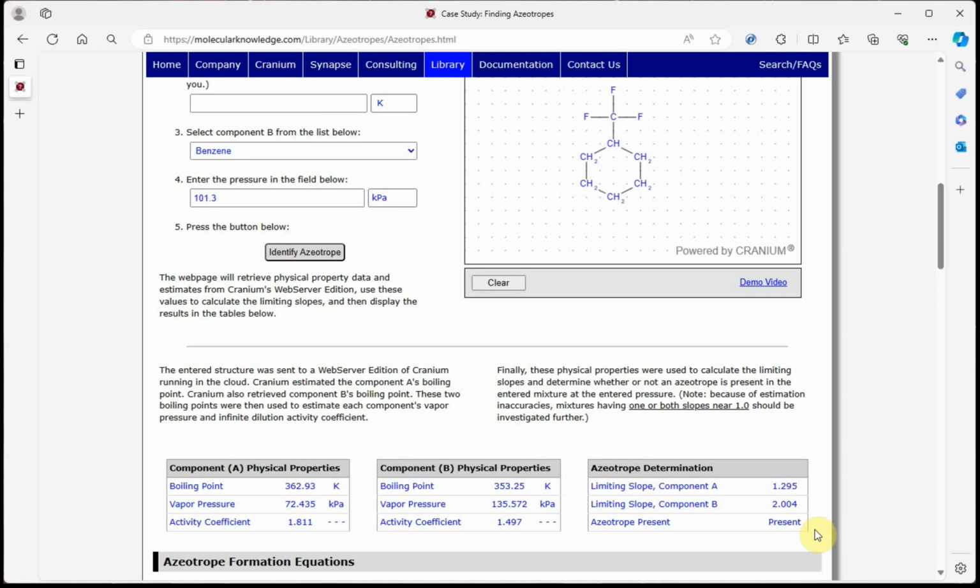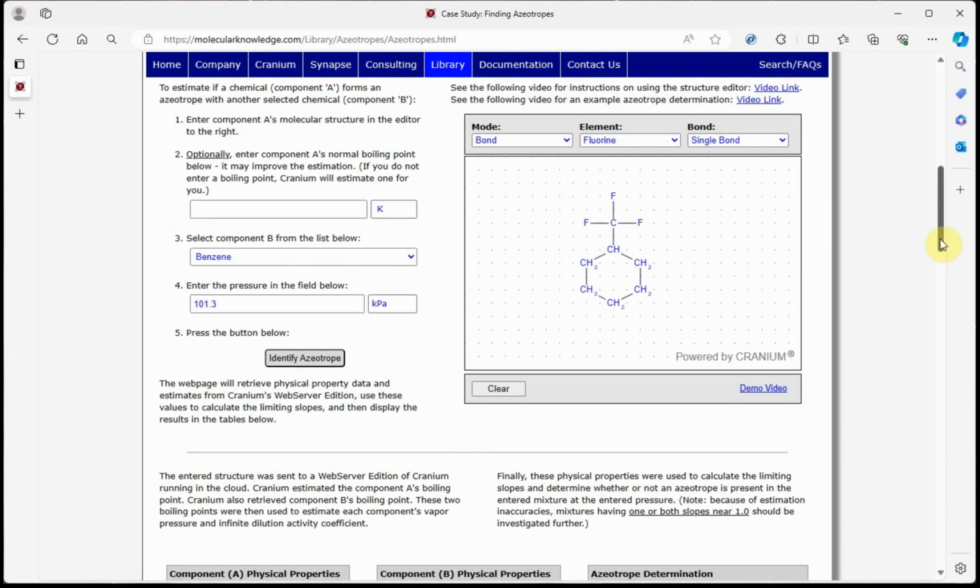It is important to note that the determination of an azeotrope can be quite sensitive to the values of the required physical properties. In particular, it's important to have a good estimate for component A's boiling point. For example, Cranium estimated the boiling point of trifluoromethyl cyclohexane to be 262.93 Kelvin. If we know an experimental value for the boiling point, a value that's different than our estimated value, we can enter that boiling point in our optional step 2, the step we previously skipped.